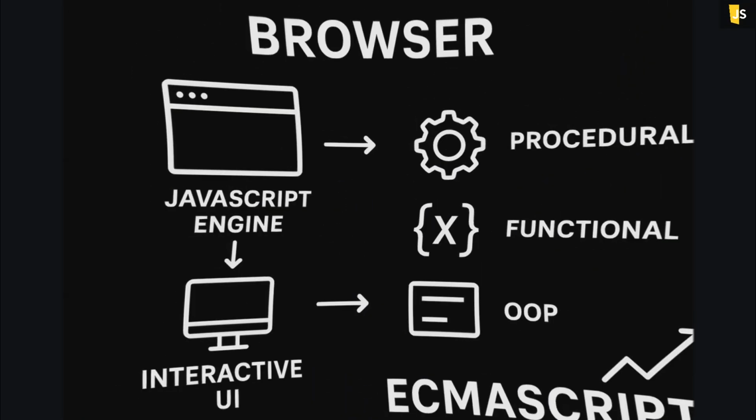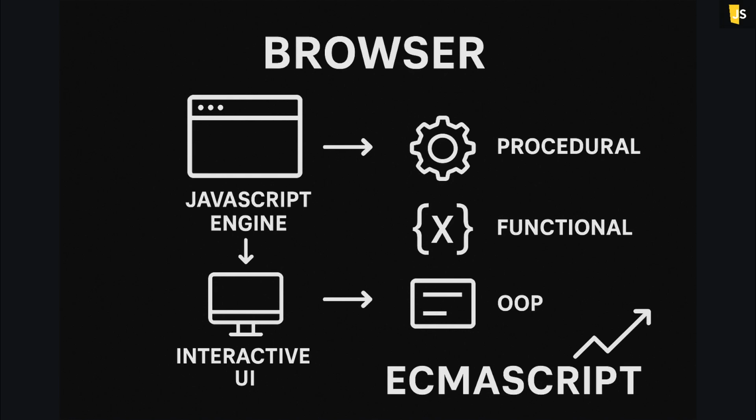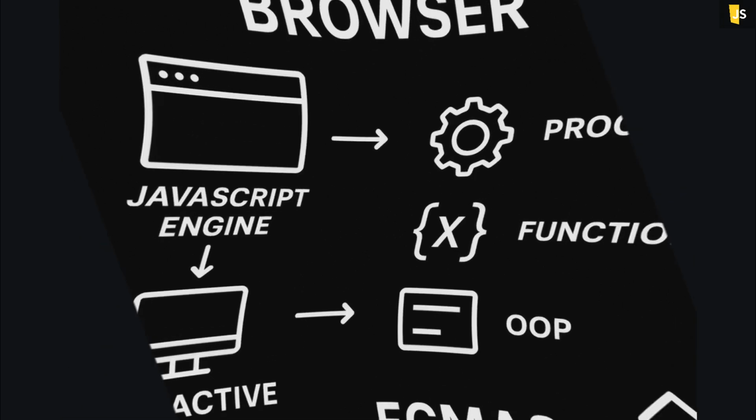Let's go. JavaScript is the interactive brain of the web, a multi-paradigm powerhouse supporting procedural, functional, and object-oriented styles. It's constantly evolving with ECMAScript.